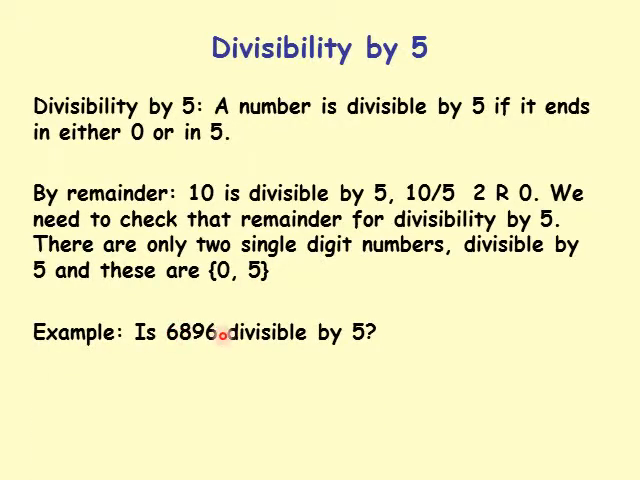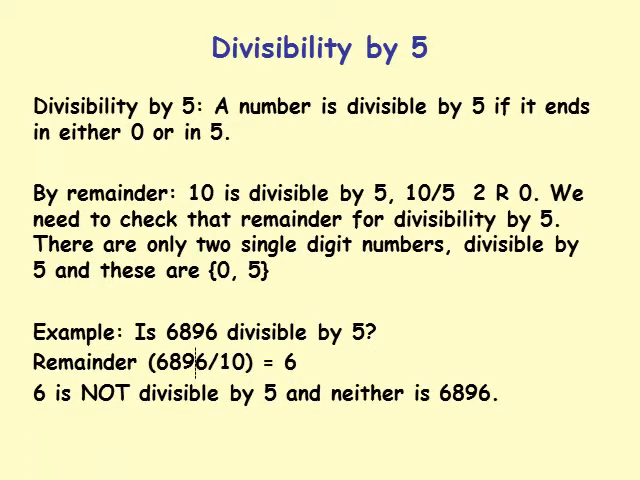Example: is 6896 divisible by 5? First step is we're going to take away all the 10s we can. The way we do that is with 6896, we draw a line to the left of the 6 here. The one on the left is the quotient, the one on the right is the remainder. The remainder is 6. 6 is not divisible by 5. It's not in the set of 0 and 5. And neither is 6, 8, 9.